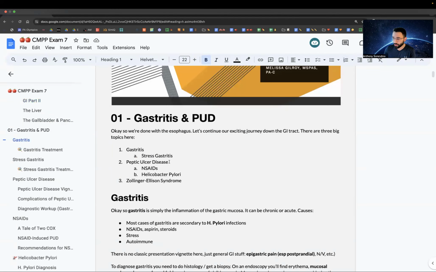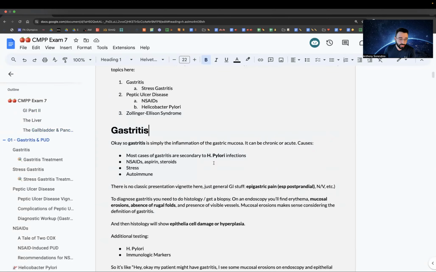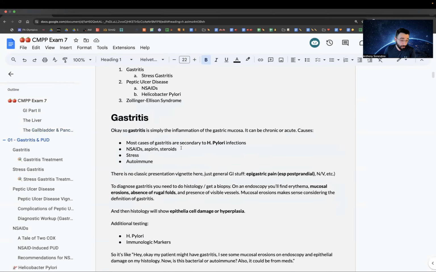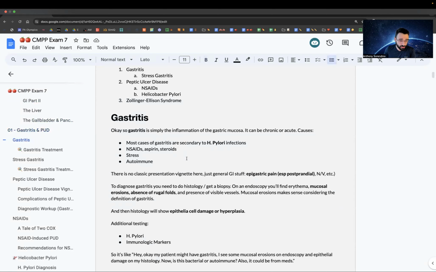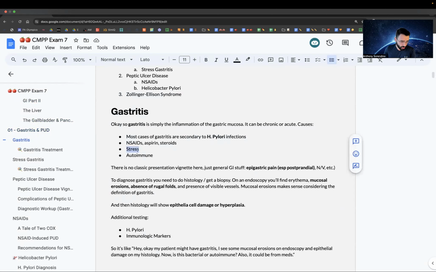All right, so the first thing we're going to talk about is gastritis and peptic ulcer disease. Okay, so let's go right into gastritis. The definition is simply the inflammation of the gastric mucosa. It can be chronic or acute. Most of the cases here are going to be from your H. pylori infections. Meds are another big cause here: NSAIDs, aspirin, steroids. Can be stress as well, which we'll talk about, and then autoimmune conditions.